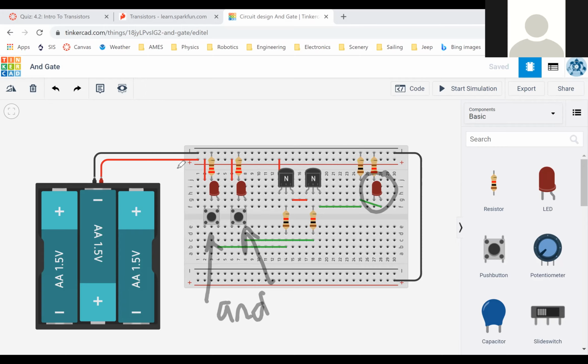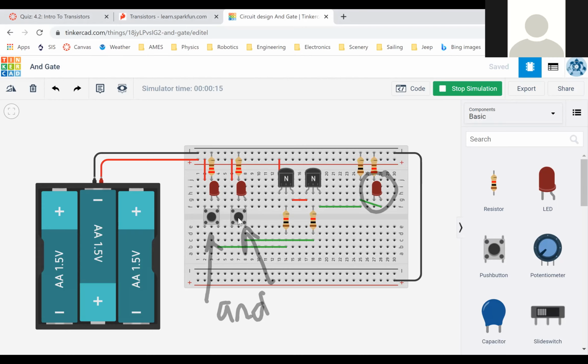Okay, so let's see if I built the circuit correctly. Let's turn on the simulation. So when I push this button on the left, you see it comes on. So you know I'm pushing the button on the left, but over on the right, we're not getting anything. So let's try this button. Okay, nothing.